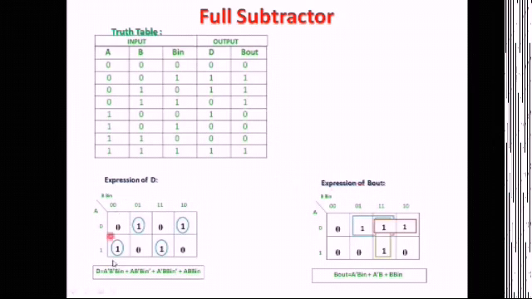Now we have done the K-map here. So as there are 3 inputs, it will be a 3 variable K-map. What will be the 3 variables? One is A, another is B and B in. So let us see the expression of D. So here we will put the values. This one we will put here, this one and this one.